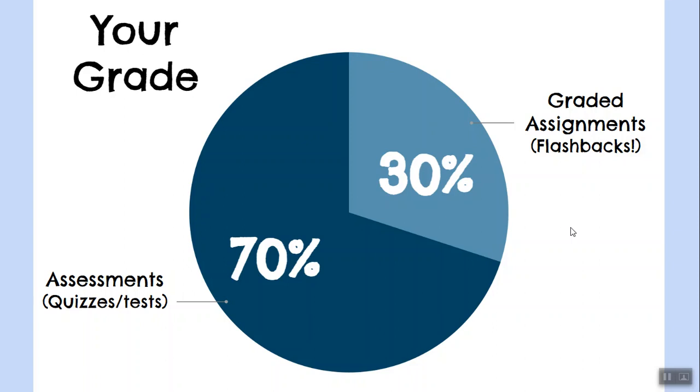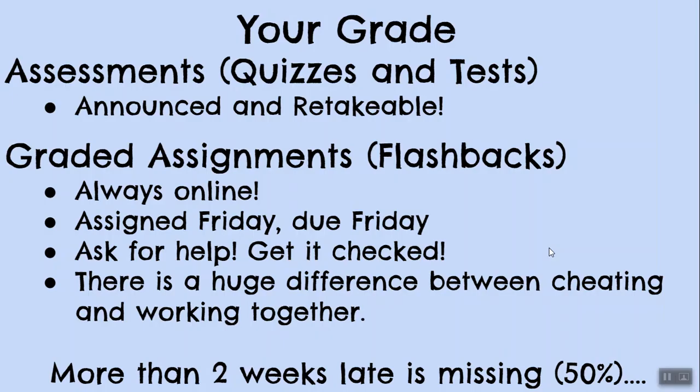So the student's grade is going to come from these two different categories: graded assignments and assessments. Assessments is really just going to be called a quiz. Each time in the gradebook you'll see just a series of quizzes that make up this 70%. Graded assignments are typically going to be called flashbacks. Those are your weekly graded assignments that you can complete outside of class. We may also have some graded assignments during class, but that makes up the remainder of that 100%, left over 30%.